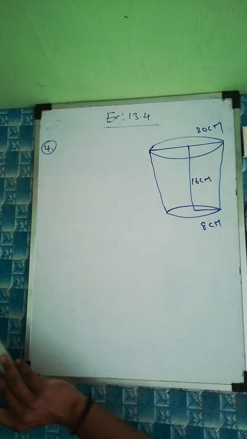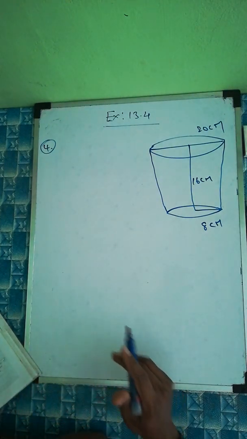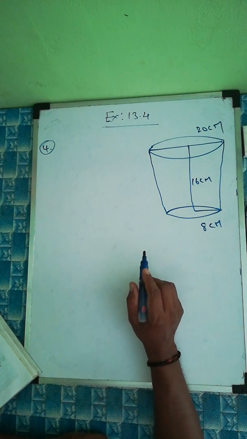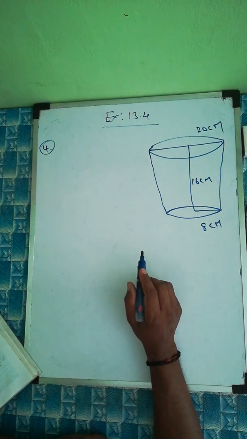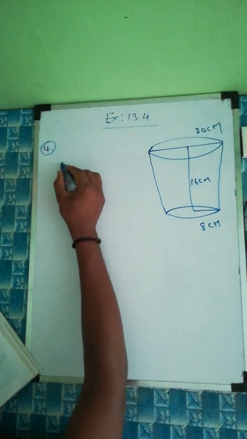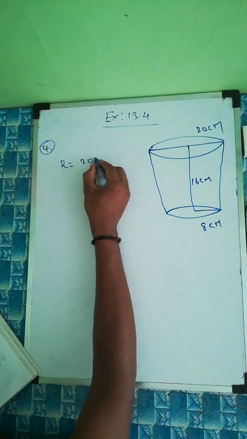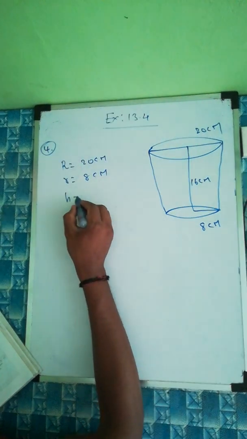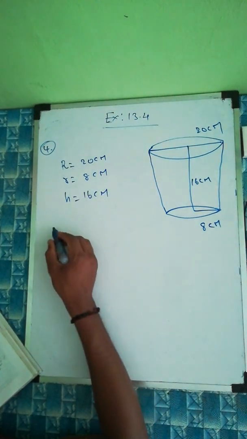Okay, so to find the second one, the cost of metal, we have to use surface area. That means we need to find L here. L is not given, so we have to find L first. So first we'll write here the radius of the upper end is 20 centimeter, the lower end is 8 centimeter, and height is 16. So we'll find L.